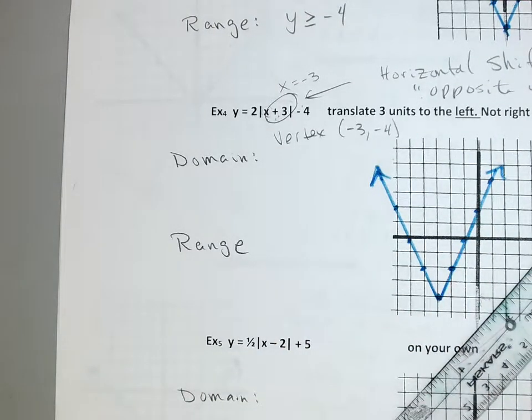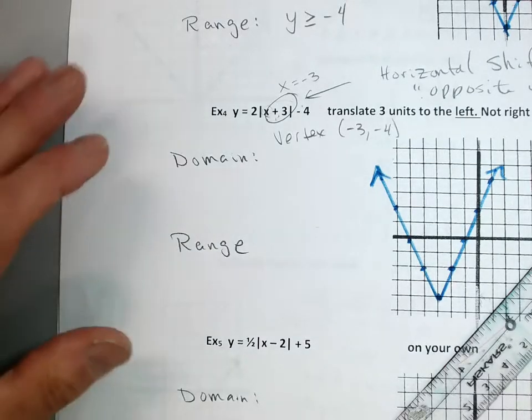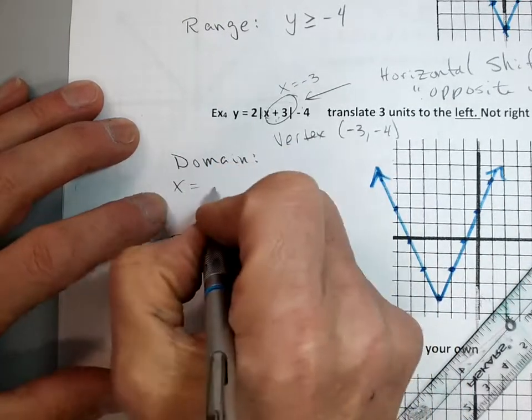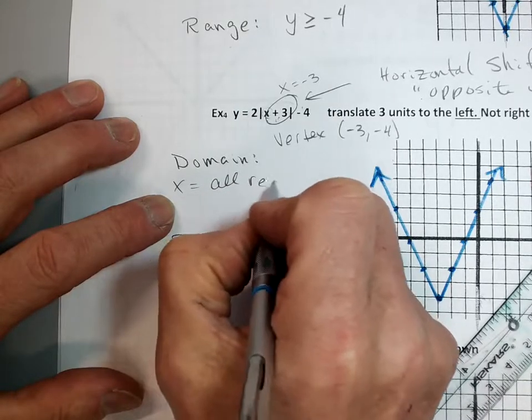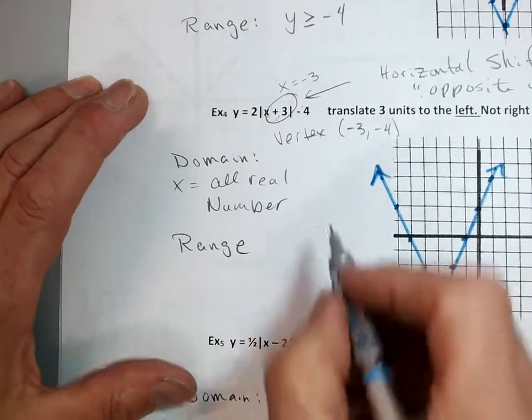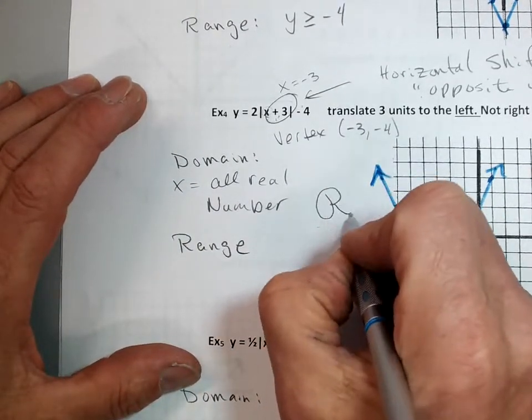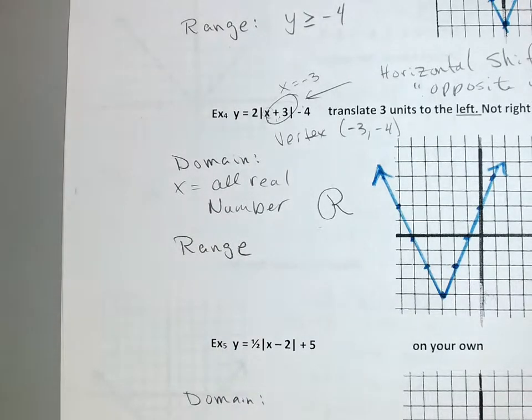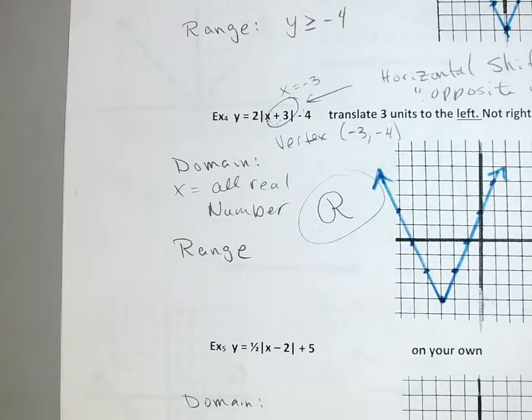Domain. How wide is this graph? Remember, it keeps going and it keeps going and it keeps going. It's forever wide. You guys agree? Yeah. So it's forever wide. It's always moving over, isn't it? So x equals all real numbers. There's a symbol for that. If you want to use a symbol, it's a capital cursive R, and that way you don't have to write, if you don't like to write all real numbers, that's the symbol for all real numbers, okay? Cursive capital R, okay?